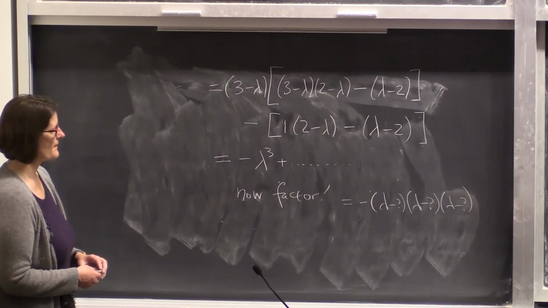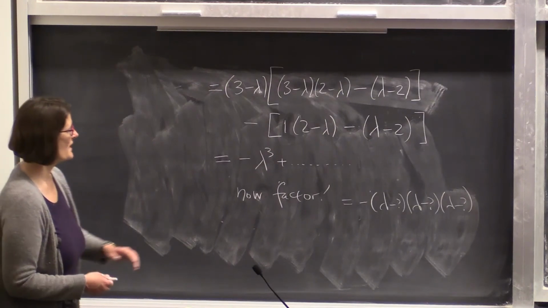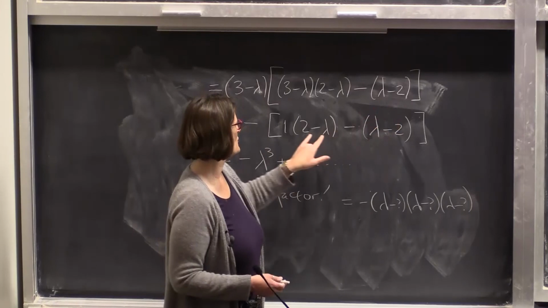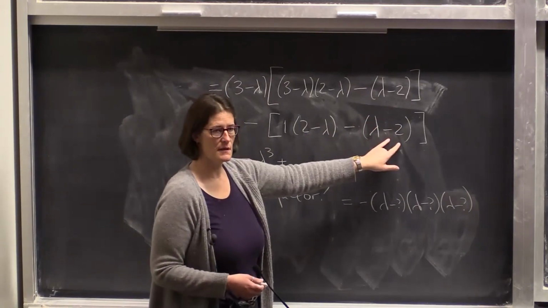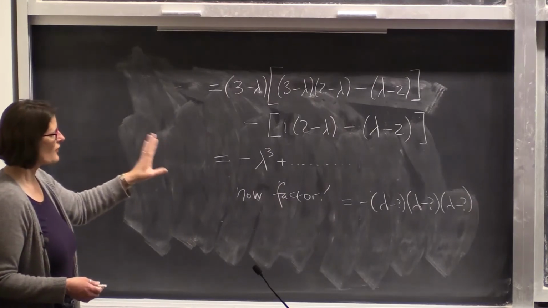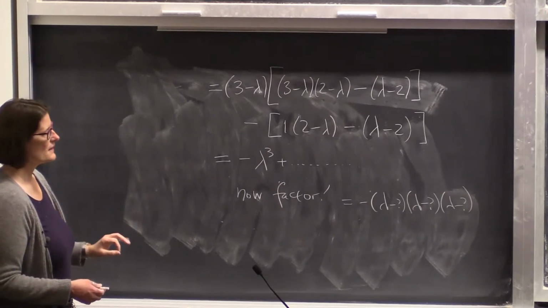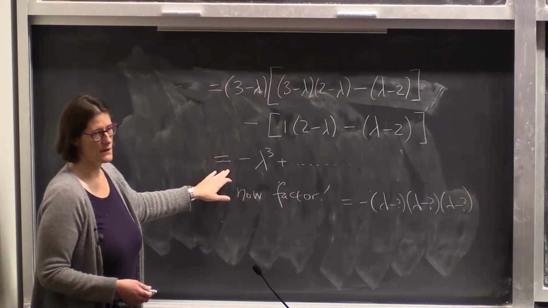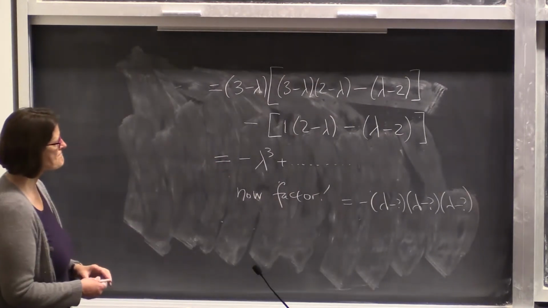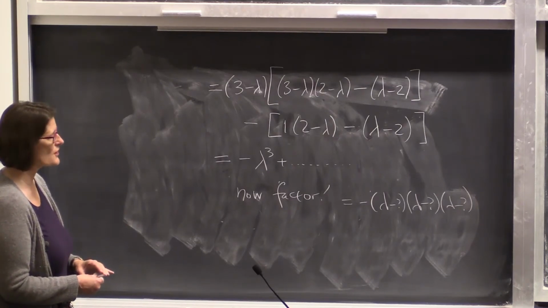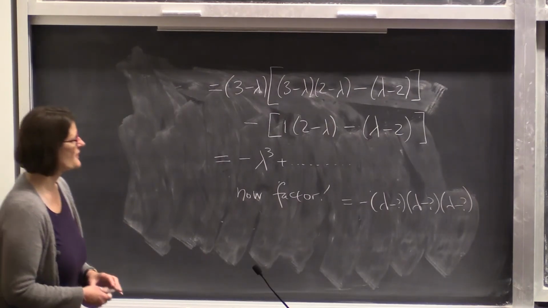2 minus lambda. So 2 minus lambda shows up here. It shows up here. It shows up here. It shows up here. So this is just experience. You get this far and you stop and think. If nothing leaps out at you, you really do need to continue. But if something leaps out at you, like 2 minus lambda or lambda minus 2 is showing up in every single term, take advantage of it.